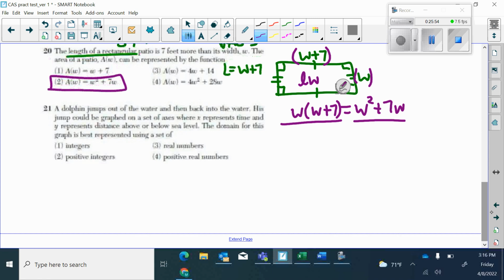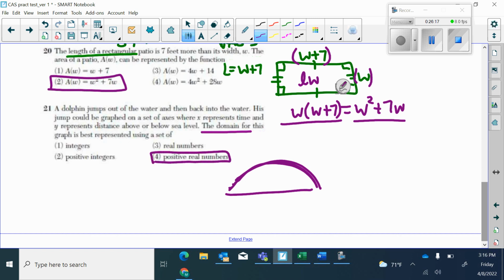All right, the dolphin jumps out of the water and then back into the water. His jump could be graphed. Okay, parabola. Jumps out, comes back in, parabola. The domain, which are all these x values, is best represented by what? Are these x values only integers? No, it's every second, right? So positive real numbers. Can't say real because I would include negatives. We're not talking about him underneath the water. We're talking above the water, so it's positive.